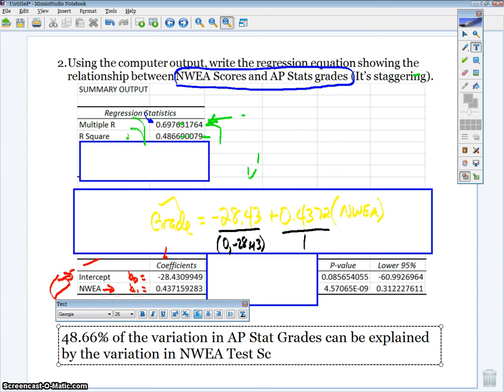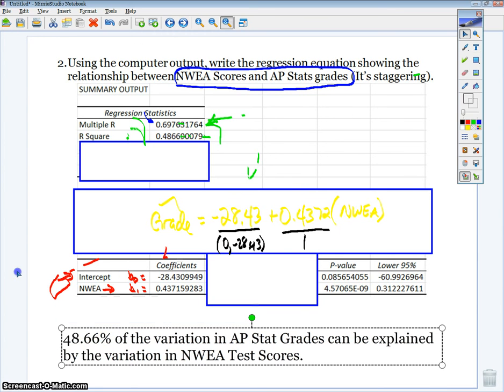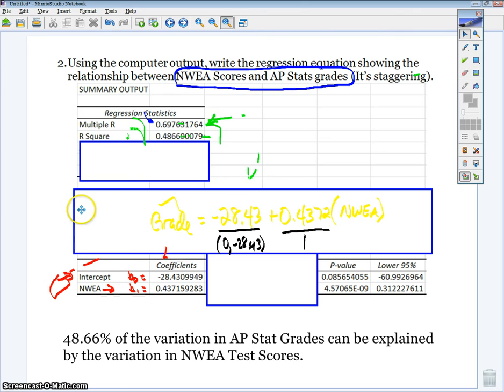NWEA test scores. Now that you know how to read a regression output, I will post an assignment in your Google Classroom, and it'll be due, I don't know, Monday or something like that. Hopefully it's helped. If you need to, go back and rewatch. Check out Chapter 8 or 9, I believe, in our textbook if you're interested. You should have really no problem with this. I'm sorry if that made you feel bad, but it's true. This is a piece of cake. All right, peace out, everyone.